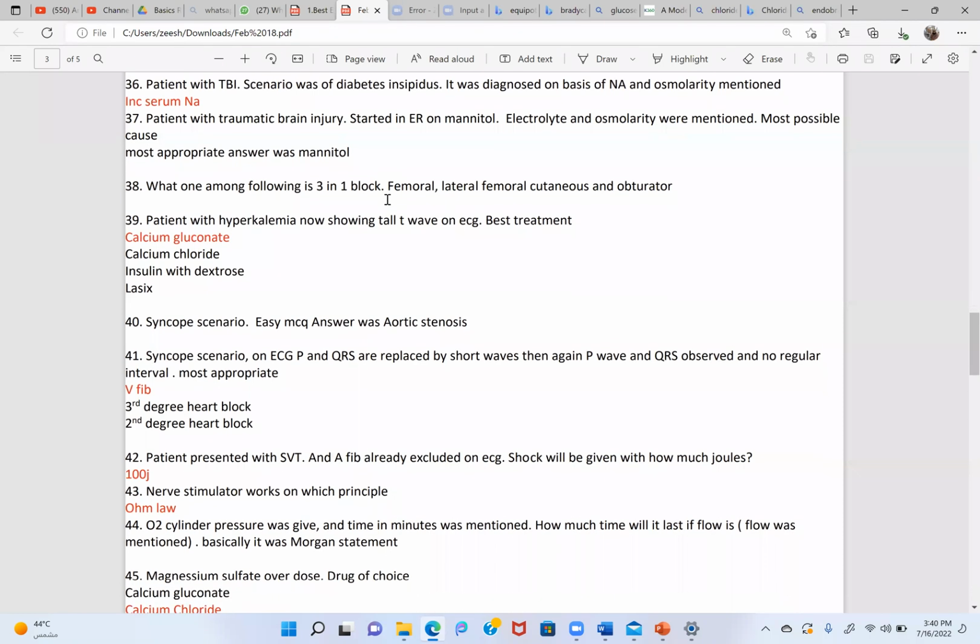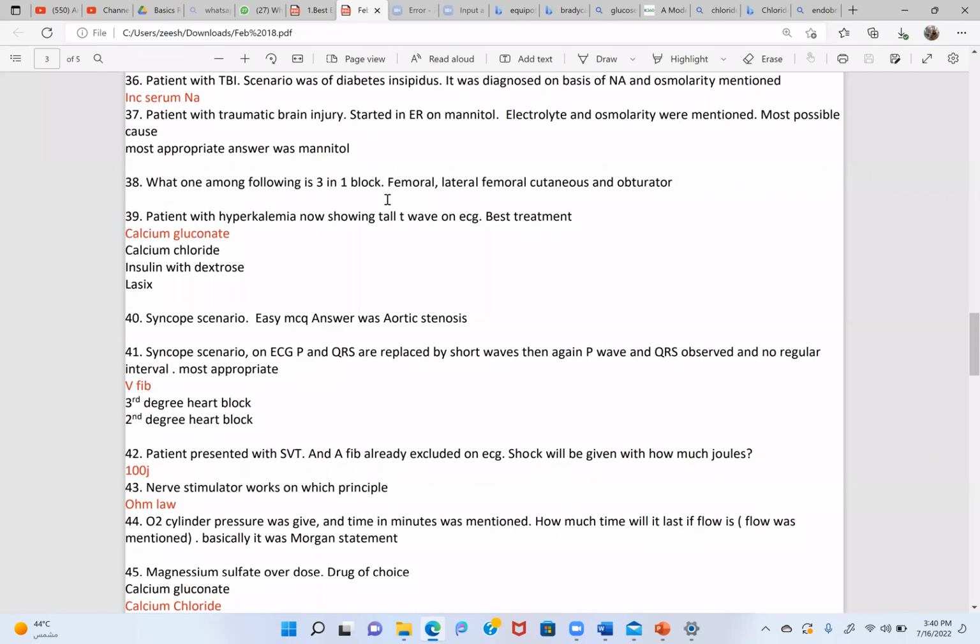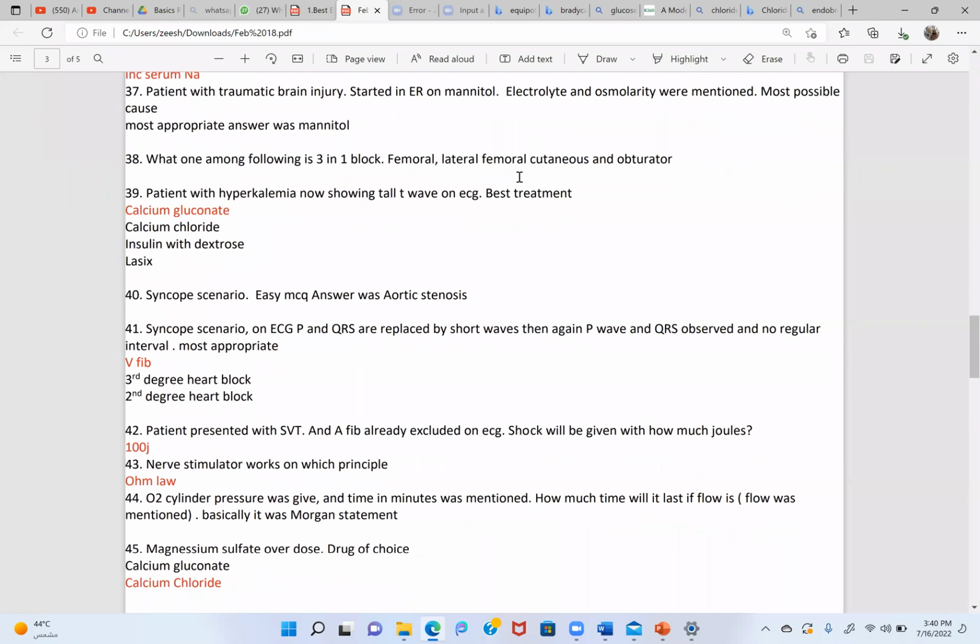Patient with traumatic brain injury started in the ER on mannitol. Electrolyte and osmolarity were mentioned. Most possible cause. The most appropriate answer was mannitol. How? I don't know what this answer is. What is this question? No idea. Do you understand anything about it? What do they want to ask?